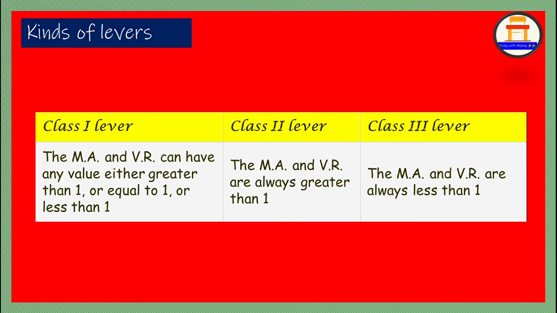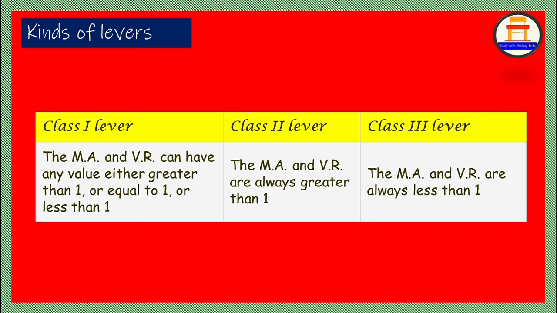So basically there are three kinds of levers. Class 1 lever, class 2 lever and class 3 lever. In class 1 lever, the mechanical advantage can have any value, either greater than 1, equal to 1 or less than 1. So for class 1 lever, the examples are seesaw, pair of scissors, crowbar, etc.